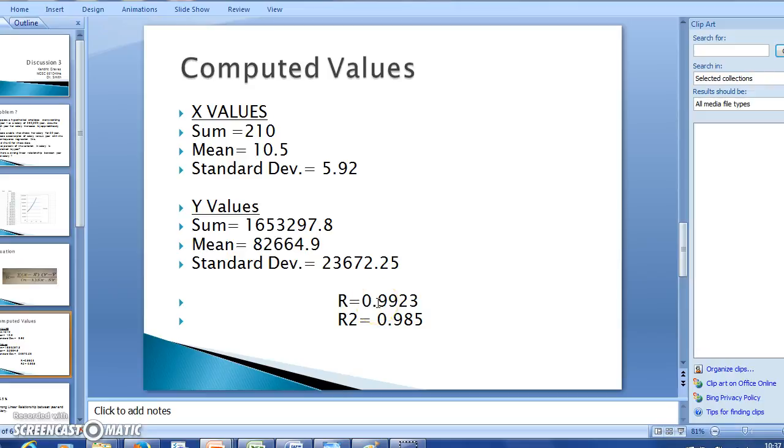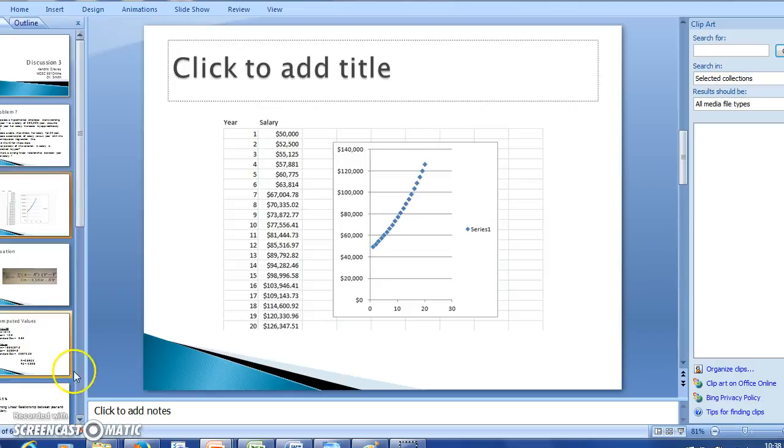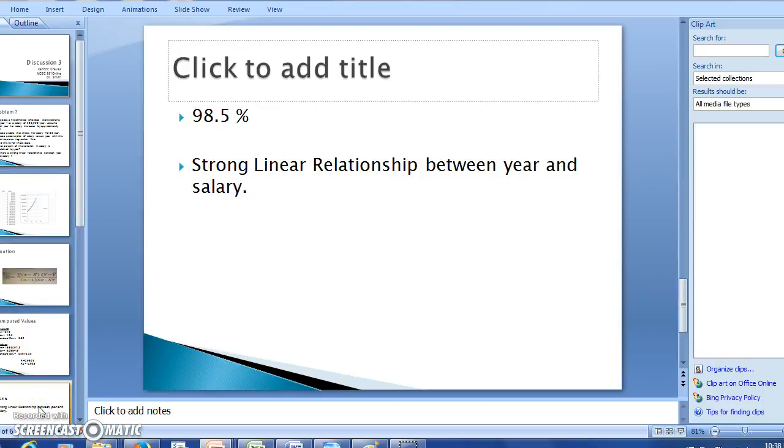0.9923. And now that we have the R value, we can compute our R2, which will give us 0.985 to keep things short. Now we have our percent of variation, which is 98.5%. And from looking at this in the chart, we can conclude that we have a strong linear relationship between year and salary. That concludes my project.